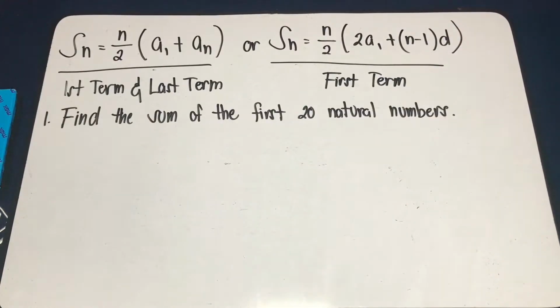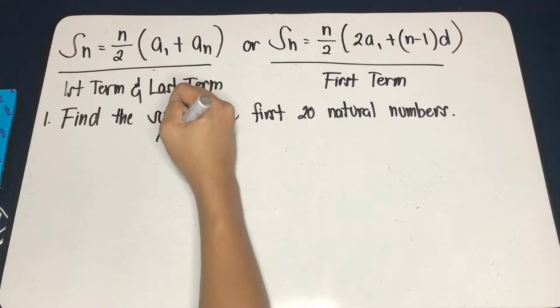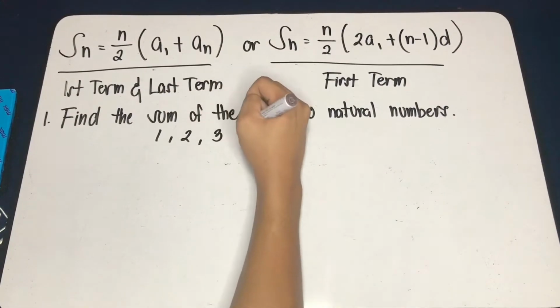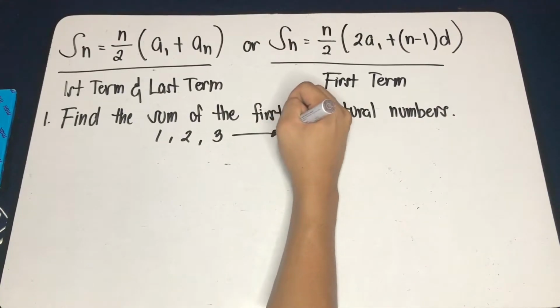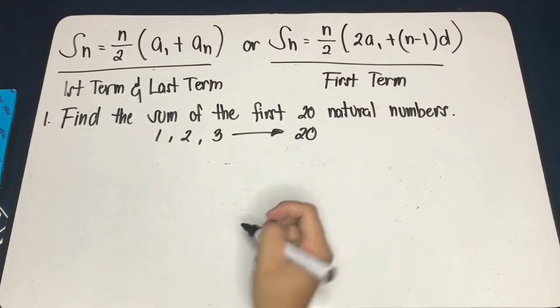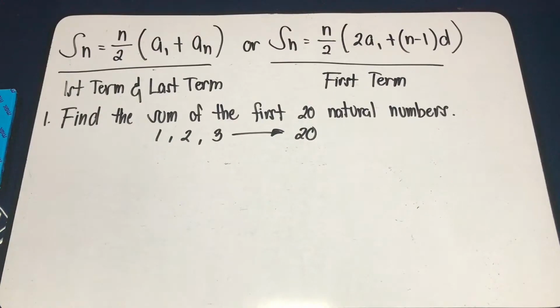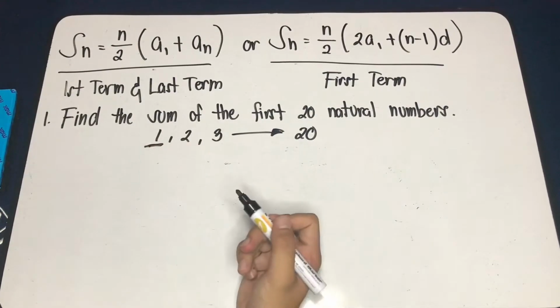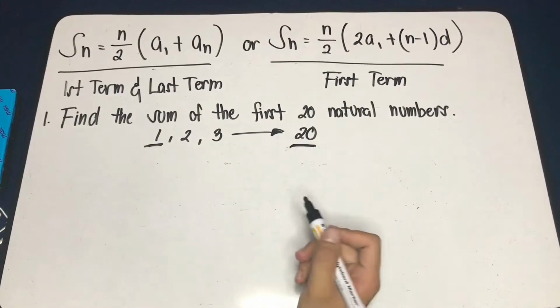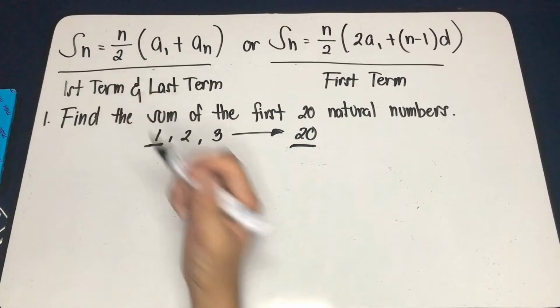First example, find the sum of the first 20 natural numbers. So, ang 20 natural numbers is numbers 1, 2, 3, hanggang 20. Since given yung first term, alam natin yung first term, which is 1. Alam din natin yung last term, which is 20. Ang gagamitin natin na equation is ang first equation.